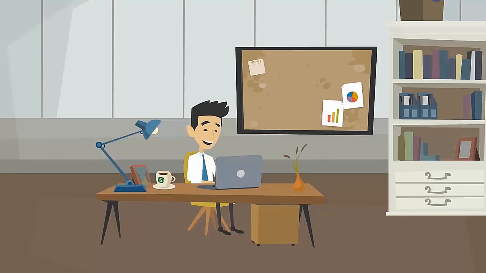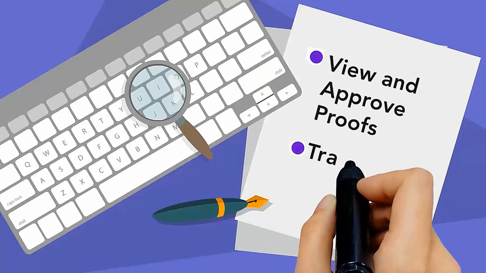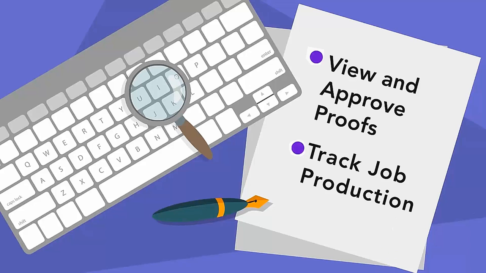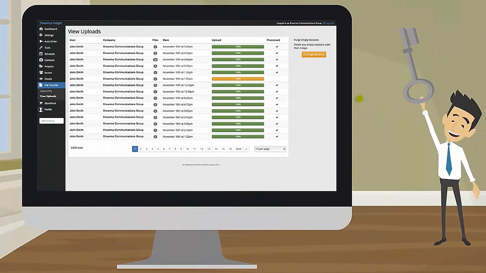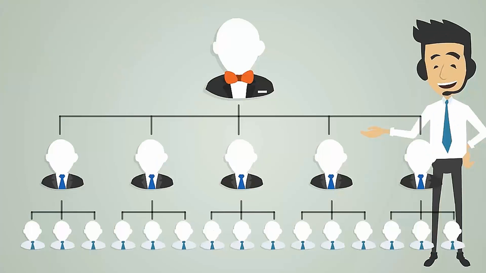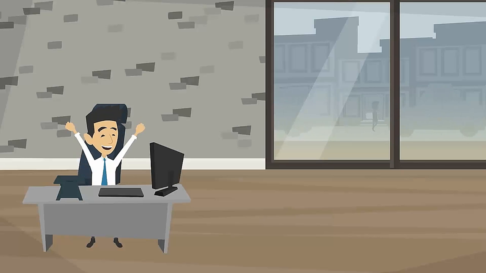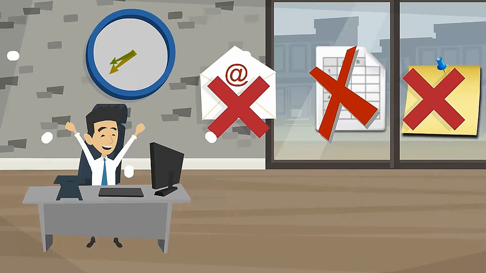In just a few clicks, Insight allows you to upload files and get instant issue alerts, view and approve proofs, track your job through each phase of production, get real-time updates and shipping notifications, and access your job history and past proofs. And because each member of your team can access Insight, it helps streamline communication and improve collaboration. So that means fewer emails, spreadsheets, and post-its, saving you valuable time.